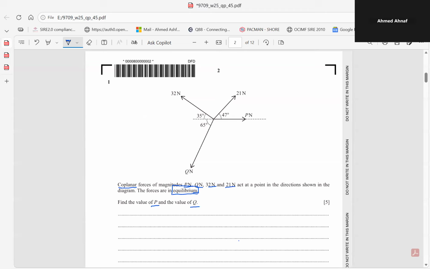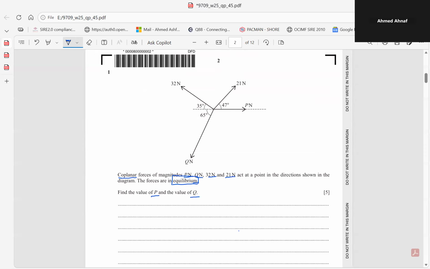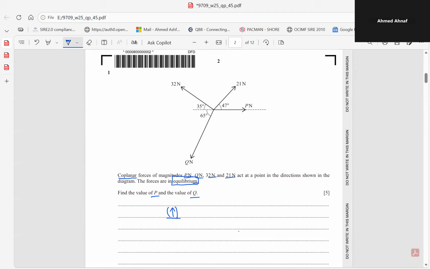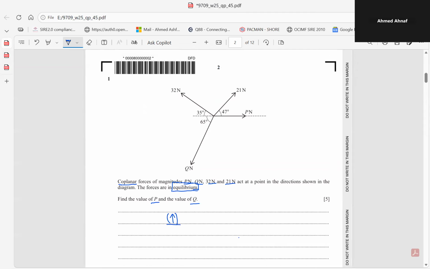Okay, so to do this type of question, you should first split all the forces up into the horizontal and vertical components, and then you just equate them to each other. So let's start with the vertical components first. You can start with the 32 Newton force. This one is going to be 32 sine 35 upwards. Similarly, we also have the 21 Newton vertical component, which is 21 sine 47, also acting upwards.